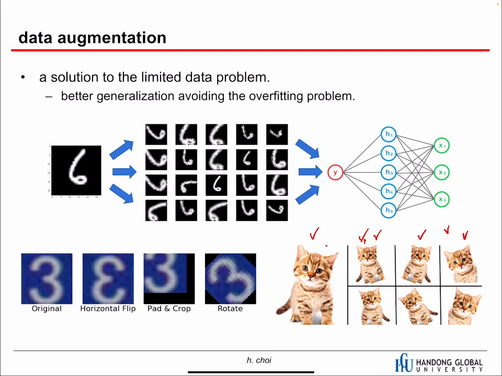But we should be careful. As you can see here, if we take a horizontal flip of a digit or number, then the horizontal flip makes a problem. If it is a cat, then it's perfectly fine. But if it is a digit, then we shouldn't apply this horizontal flip for data augmentation. So we have to understand what kind of data we are dealing with. Okay, and then based on such an understanding, we can apply data augmentation.